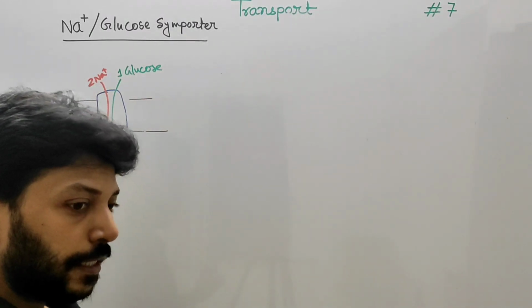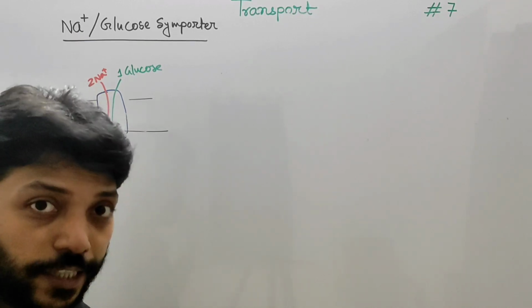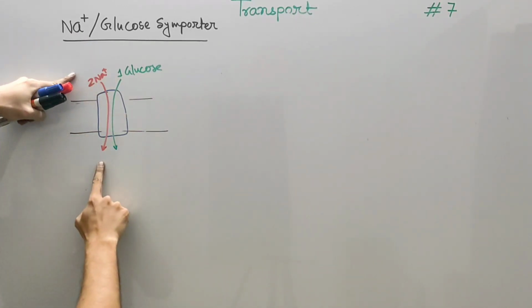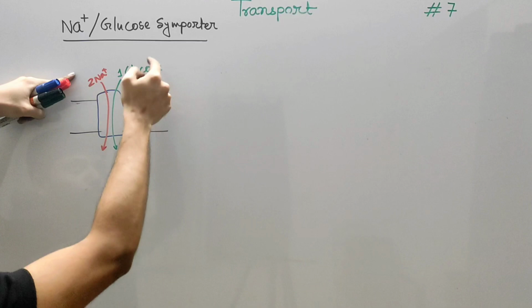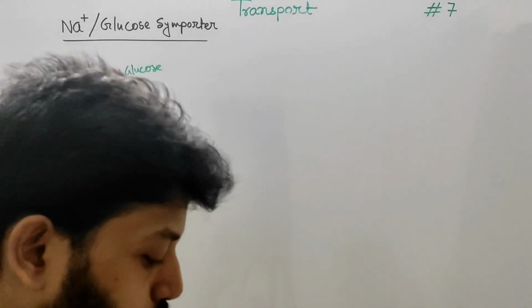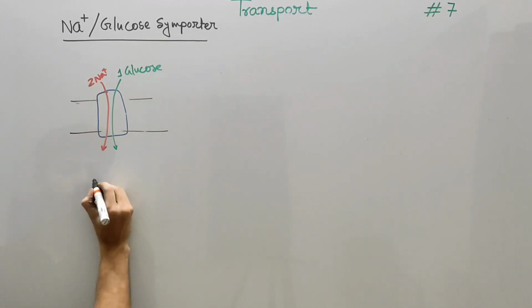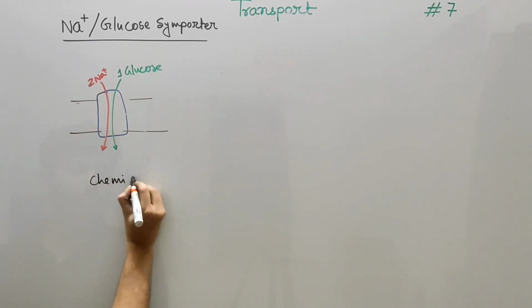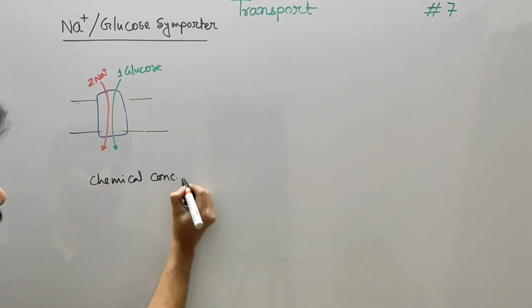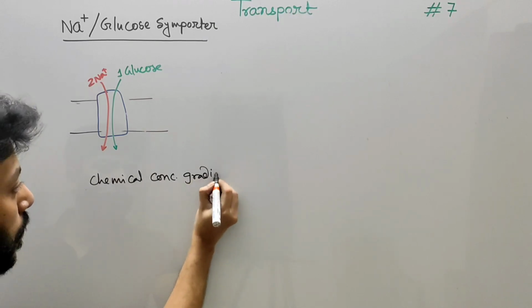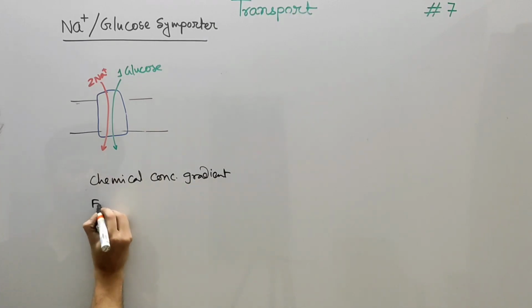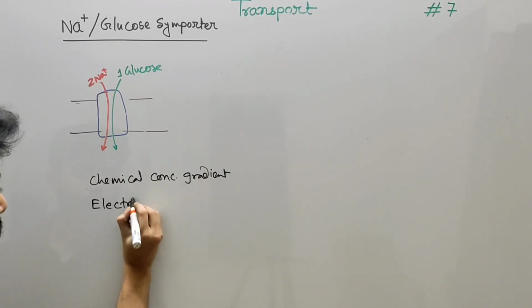Now, how much energy is generated by the movement of sodium inside that gives the energy to move the glucose uphill? We will calculate it. As I have mentioned, there are two driving forces. One is the chemical concentration gradient, and another is the electric potential or membrane potential.